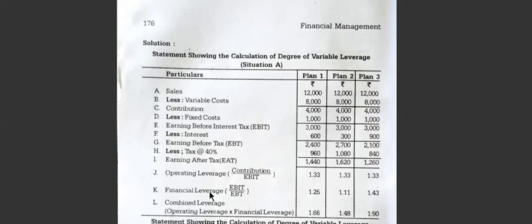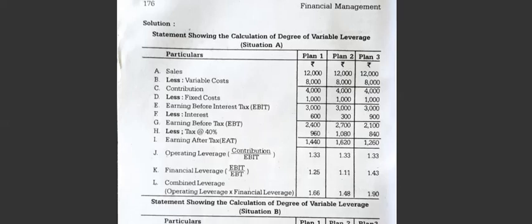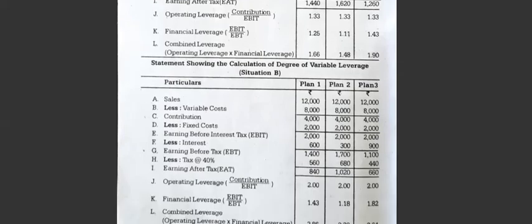Calculate financial leverage. Financial leverage, the formula is EBIT divided by EBT. So EBIT is 3,000, EBT is 2,400. So 3,000 divided by 2,400, it is 1.25. Here 1.11, here 1.43. What is combined leverage? Combined leverage is multiply the values. 1.33 into 1.25, you will get 1.66. Like that, multiply operating into financial, you will get these values. Okay. Next we will take situation B.